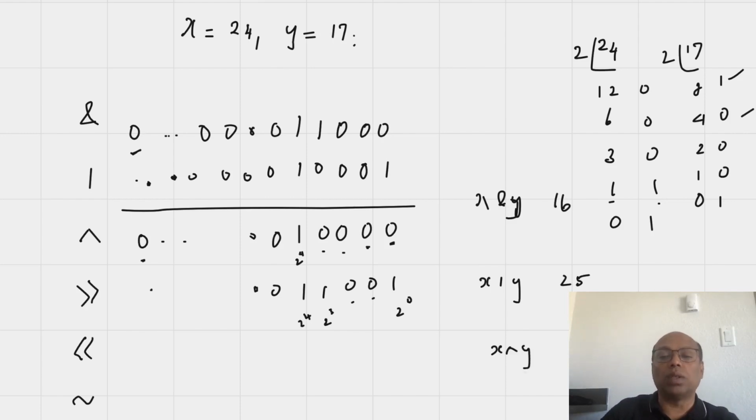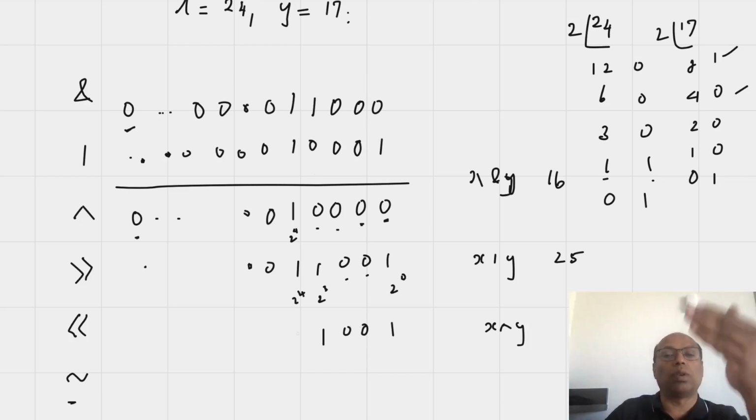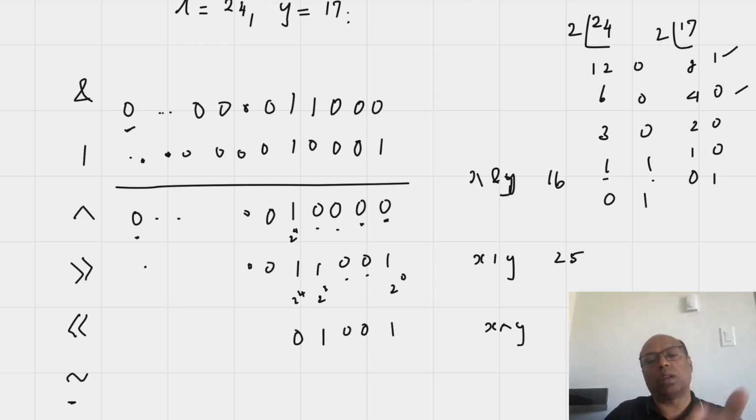If x exclusive or y, it means both of them should not be the same. If both of them are the same, the result is 0. 0 or 1 would be 1 and 0 or 0 would be 0. 1 and 1 will be 0, because both are 1. If both are 1 or both are 0, the result is 0. One of them should be 1 here.